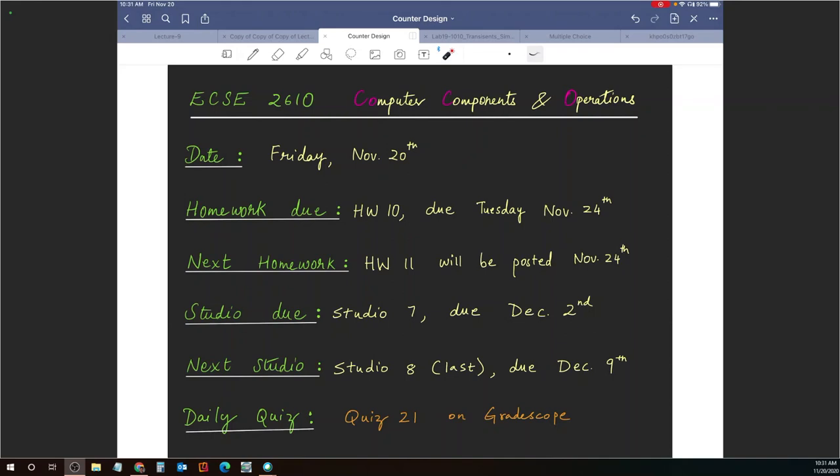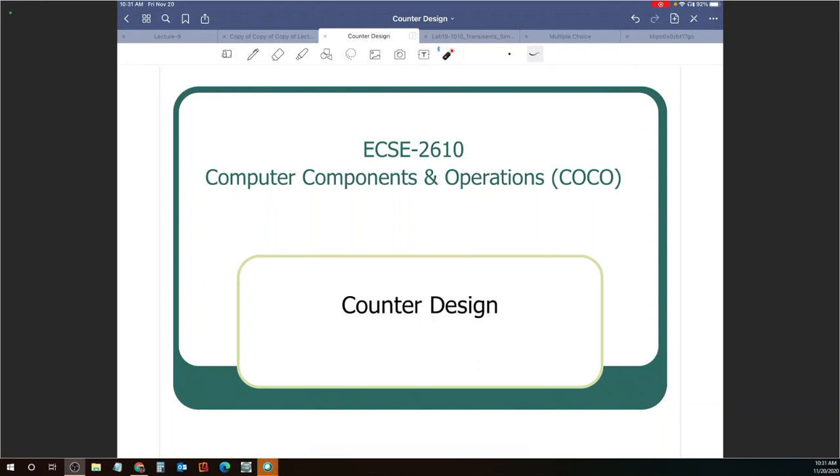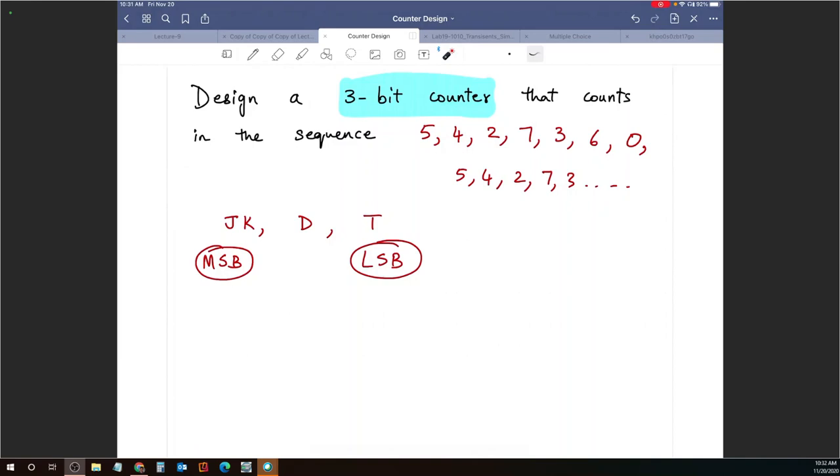So a quick recap of the counter design process. We have already done this in the previous lecture, but we still have one small element to figure out in the design. So we'll do that. We started with this counter design problem in which you guys gave me an arbitrary counting sequence. You said, we want our counter to count 5, 4, 2, 7, 3, 6, back to 0, and then 5, 4, 2, 7, 3, right?